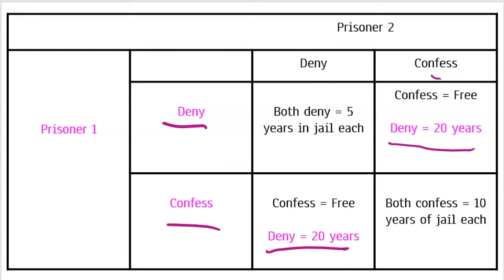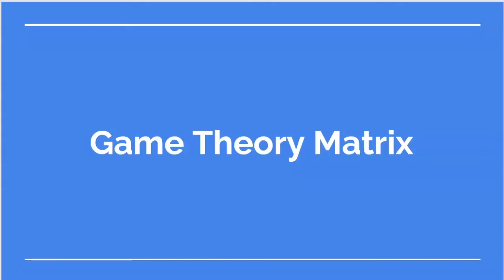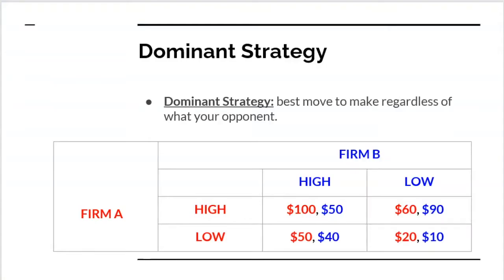So what is the best possible thing for both prisoner 1 and prisoner 2 to do? Well, they both should confess, mainly because they both have an incentive to cheat. If one person confesses and the other denies, the denier gets 20 years in jail. So both prisoners should confess. In the next couple of slides we'll talk about how we got there, and why that is the strategy both prisoners, or both firms, chose. That leads us into the game theory matrix.